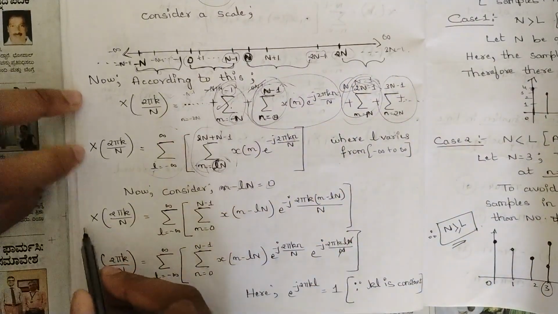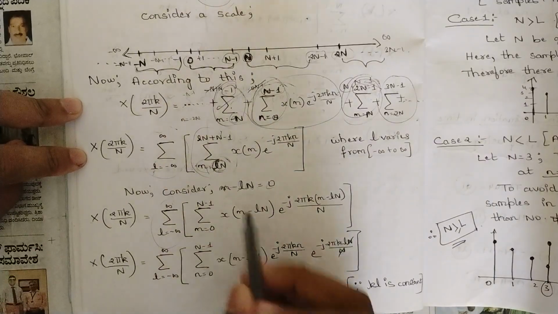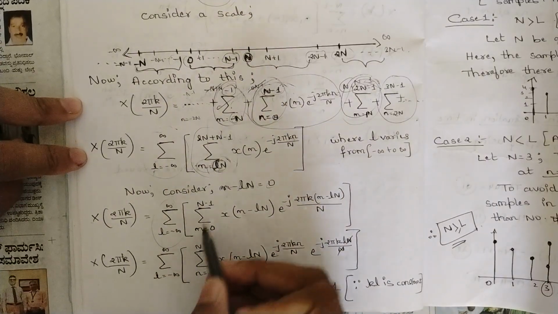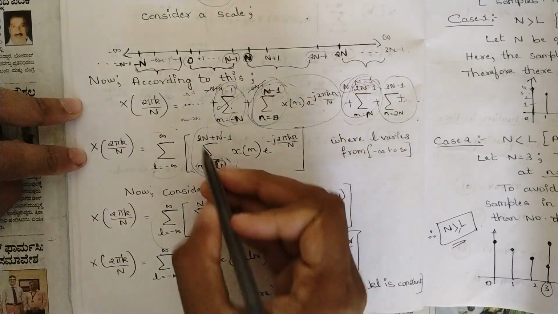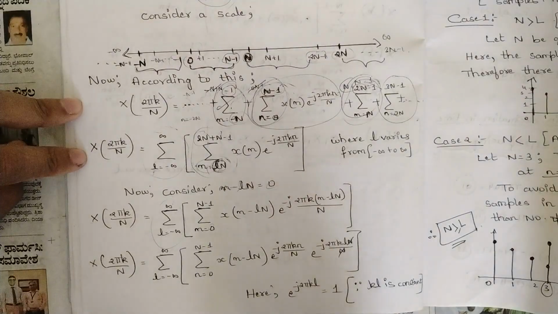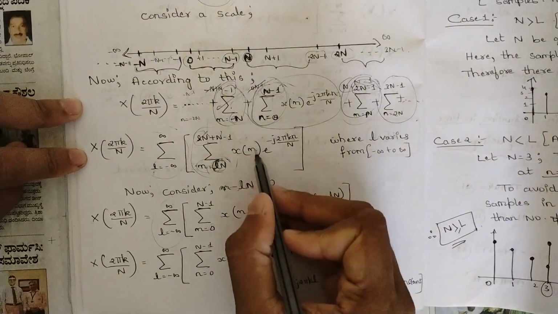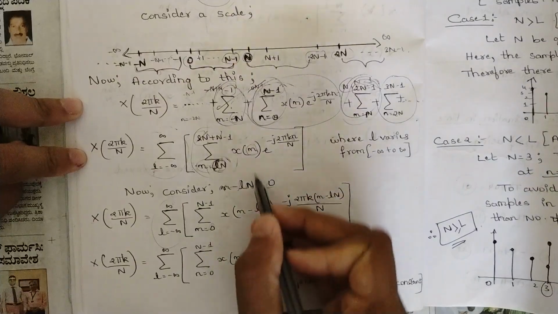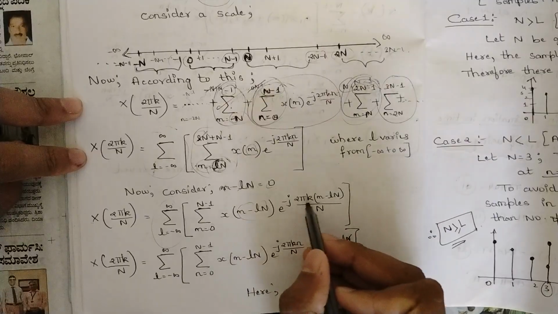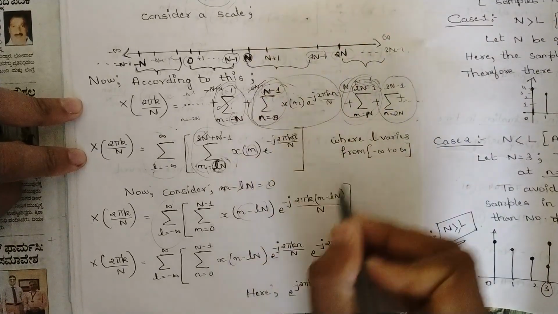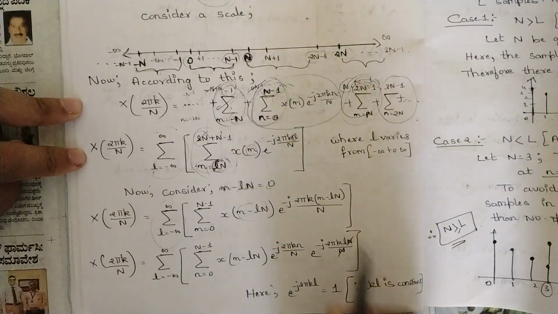So what happens here is x of 2 pi k by N is equal to this; you keep it as it is. Then here, summation of n is equal to 0 up to N minus 1, because we have taken this term as 0. Okay, n minus Ln is 0, so this term would be 0. Now in place of n you should be substituting n minus Ln in e power minus j 2 pi k, n minus Ln divided by N. Okay, like this you write.